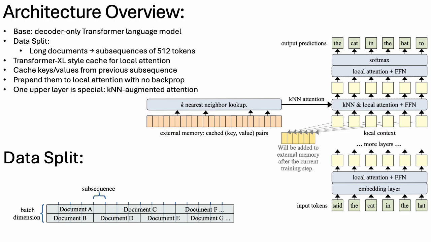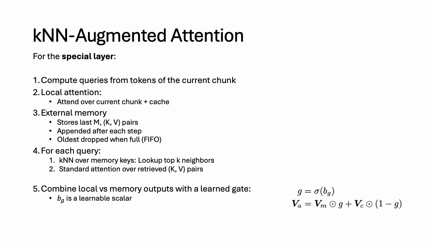The figure on the right is an overview of the architecture, and as we can see, it's similar to a regular transformer with the difference that we're just adding a k nearest neighbor lookup near the middle and then combining the attention from the retrieved k key value pairs along with the local context. And afterwards, we just add the local context KV pairs to the external memory. And the data split looks like the bottom figure, where for each document, we're splitting it up into a bunch of subsequences.